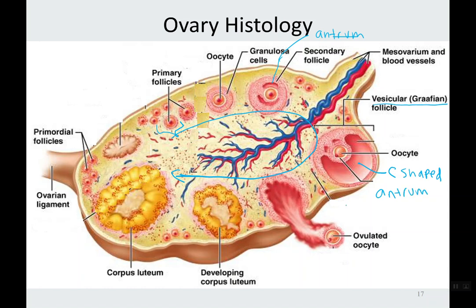And this is a follicle that is about to rupture. So this is what ovulation looks like. We've got an ovulated oocyte with a corona of granulosa cells, and those will actually stay with the egg as it makes its way into the fallopian tube. And then this is a bunch of colloidal fluid and blood.